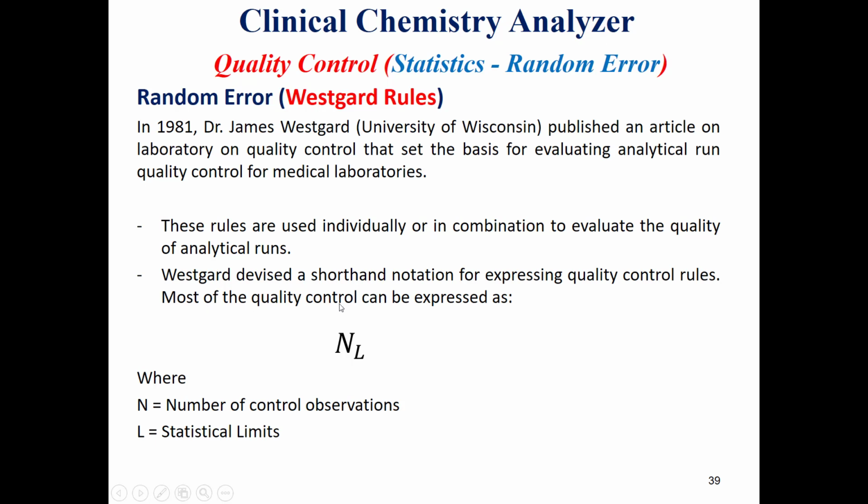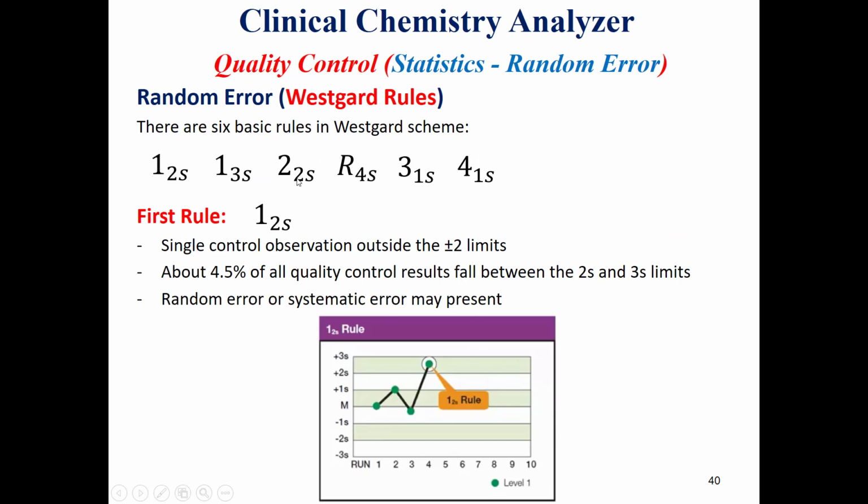Most of the rules can be expressed as N L, where N means the number of control observations and L means the statistical limits. And here are the 6 basic rules. We have additional rules, as we will see in the summary table later. So these are the 6 basic rules: 1 2s, 1 3s, 2 2s, R 4s, 3 1s, and 4 1s.